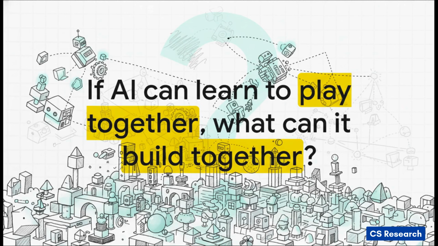Which really just leaves us with one final, pretty exciting thought. For the first time, we've given AI a robust way to truly play together, to share a space while following their own individual goals. So the big question now is, if they can learn to play together, what incredible new worlds can they learn to build together?